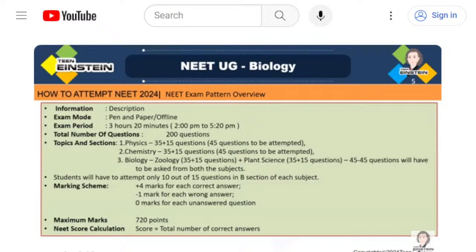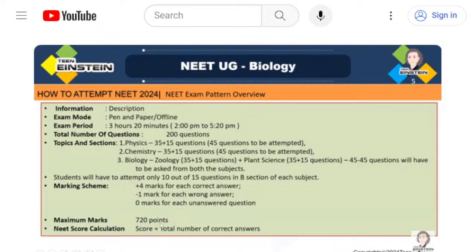And another thing, we need to say that the students have to attempt only 10 questions out of 15 questions in section B of each subject. I'm saying that repeatedly, because of the marking scheme: 4 marks you will get for each correct answer, right? And for a wrong answer, 1 mark will be deducted. Okay, they will count that wrongly answered question and you will lose 1 mark. Okay, an unanswered question means 0 marks. There you are not losing any mark if you are not answering.